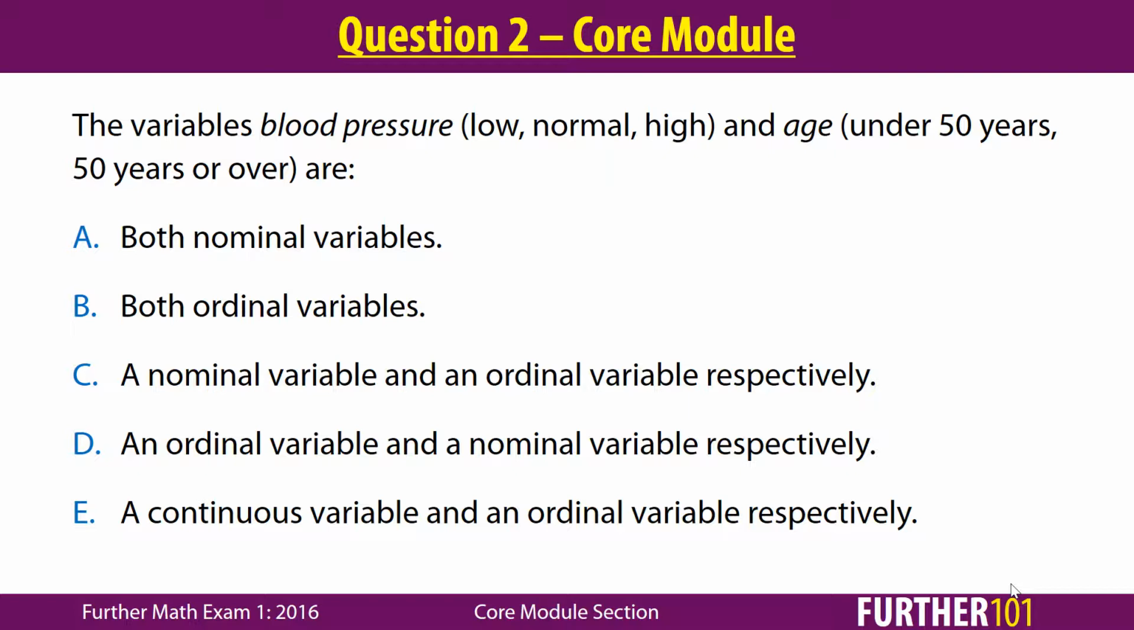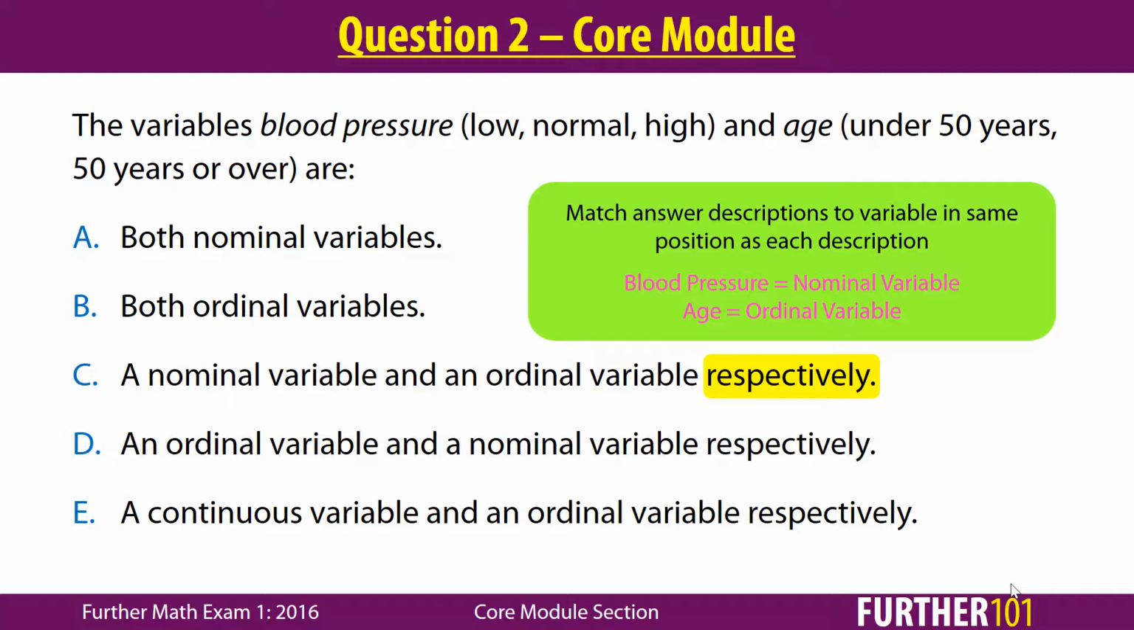Seems pretty straightforward, right? Yet it seems many students have confused and assumed for this question, leading 45% of students to select one incorrect answer in particular. Whilst we're here, please do note the word respectively in the last three answer choices. This means that you match up the descriptions of each variable with the variable in the same positions above. For example, answer C is describing the first variable, blood pressure, as a nominal variable, and the second variable, age, as an ordinal variable.